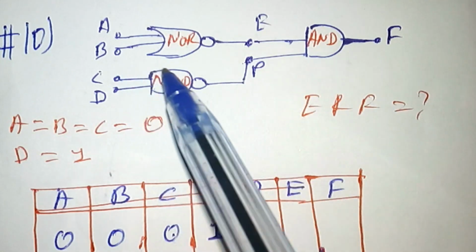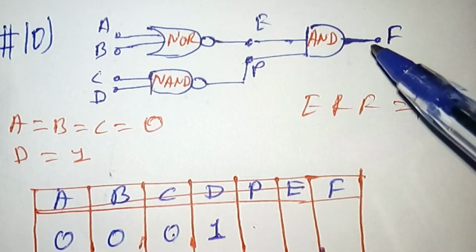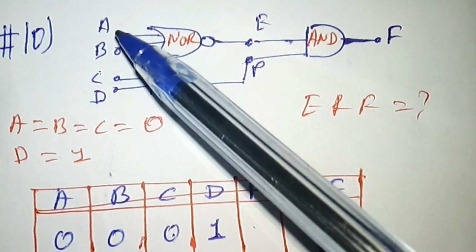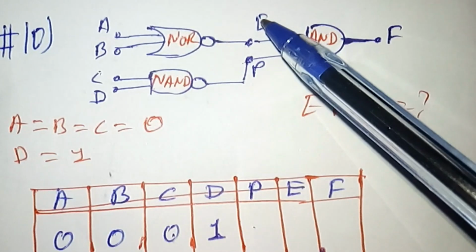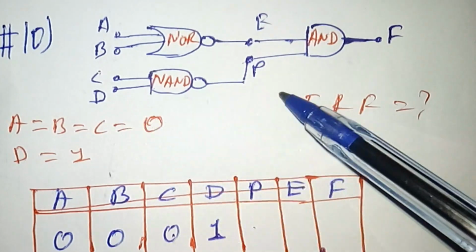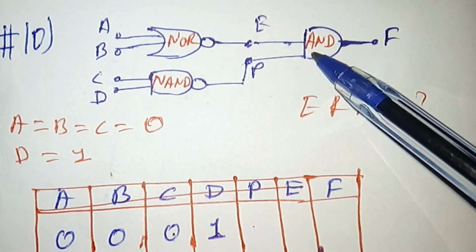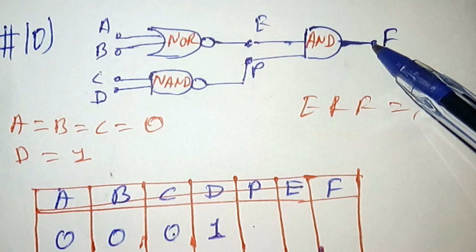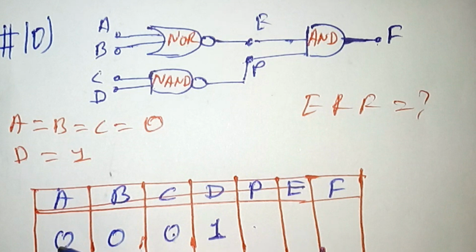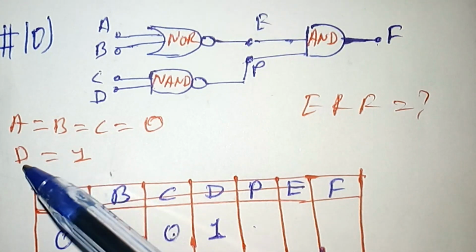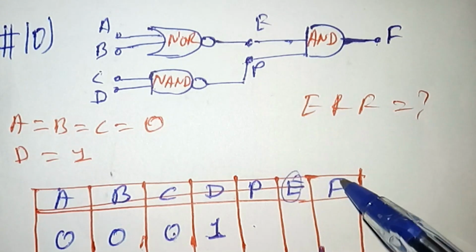So if this diagram represents logic gates, a combination of three logic gates, NOR, NAND and AND gates are connected. We have four inputs A, B, C and D. The output for A and B is E and the output for C and D is P. Then E and P are used as inputs for the AND gate, and the output will become F. If the inputs at A, B and C are all 0, and the input at D is 1, what will be the output at point E and point F?